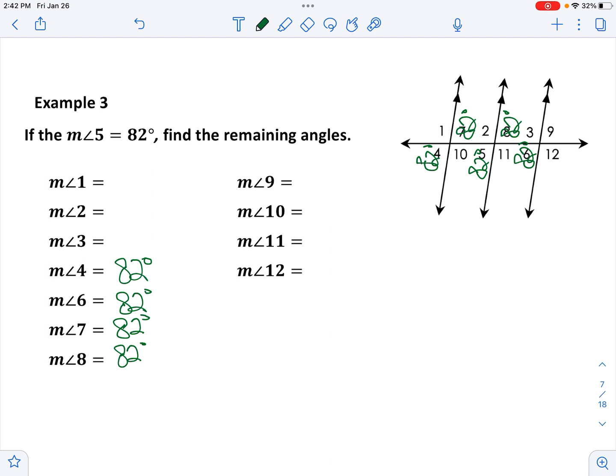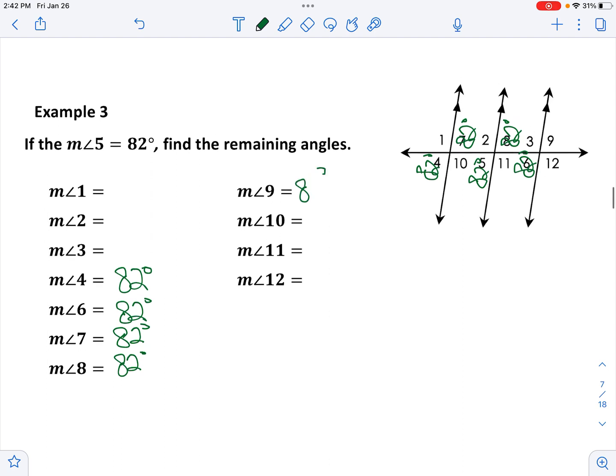Now, we know that angle 9 here should also be 82 because it's a vertical angle, and vertical to angle 6 right here. So that would be angle 9 is also 82 degrees. Okay.